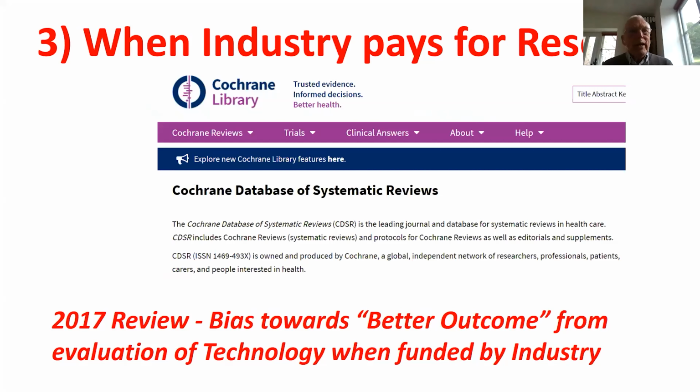The other interesting point is when industry pays for research. There is an excellent objective review system called the Cochrane Library. And this again is widely available to anybody globally. It does objective reviews of treatment. It's particularly looking at antibiotics, anti-cancer, all sorts of treatments. In 2017, they reviewed the outcome of papers for assessment of medical technology. And they looked at the results, the studies that had been funded by industry, as opposed to studies that had been funded by local health authorities. And perhaps not surprising, they were much better outcomes when they were funded by industry.